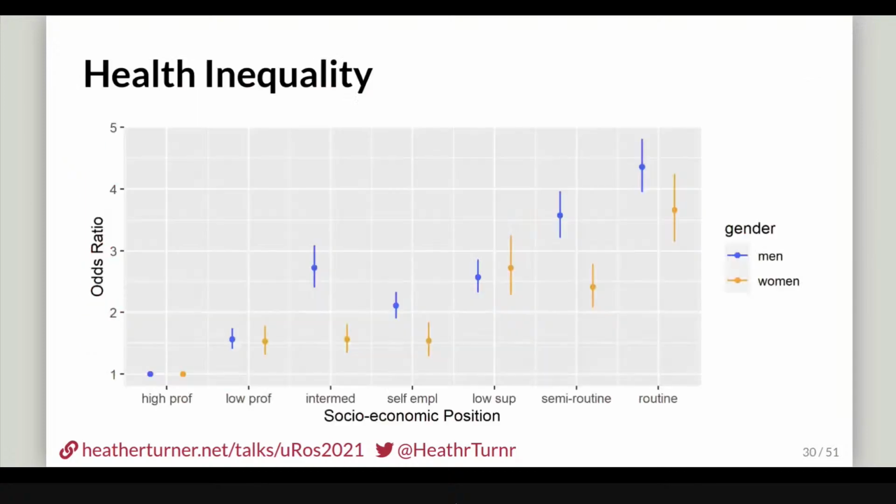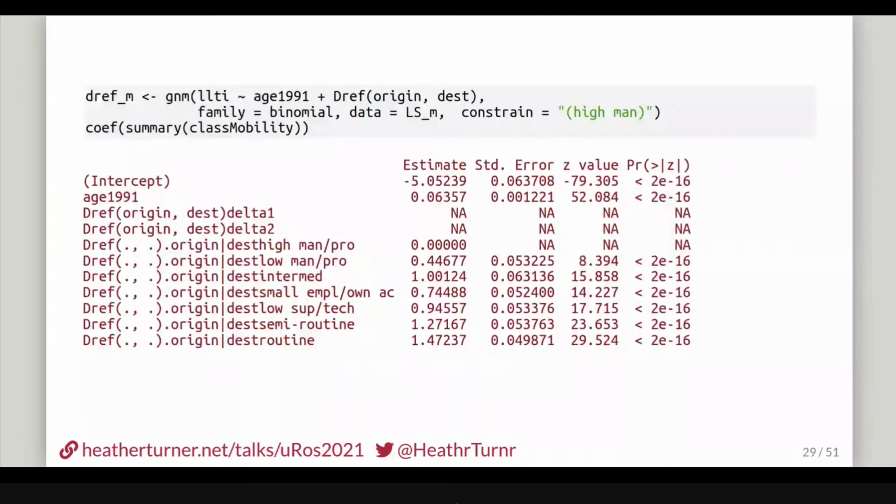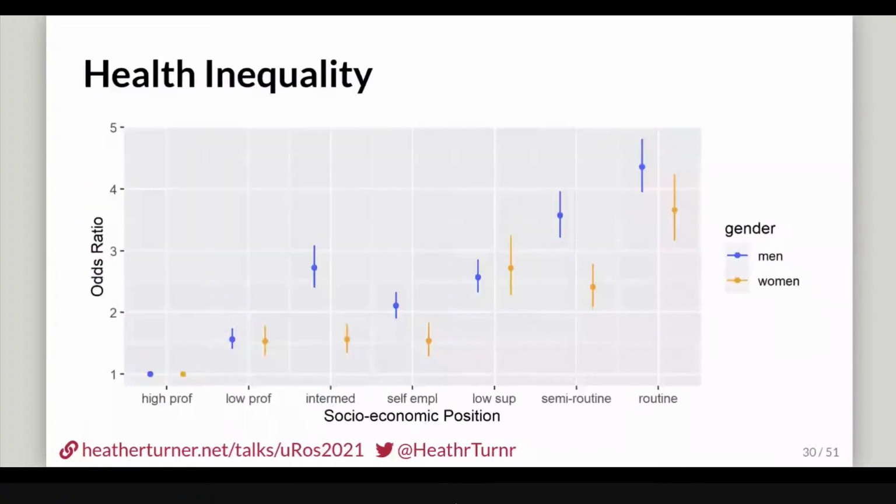Oh, I was going to say a bit more about the diagonal effects first of all. Now we've identified them, we've got standard errors. We can plot these, and these give us an indication of the health inequality between classes. So these are for individuals who are in the same class in both censuses, and we can look at the odds ratios of the long-term limiting illness in the different classes compared to the high professional class.